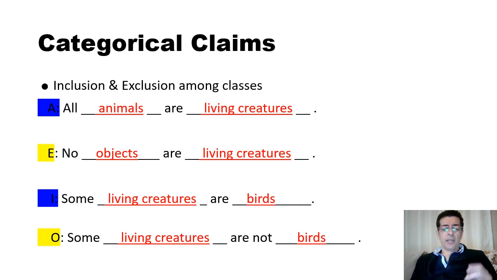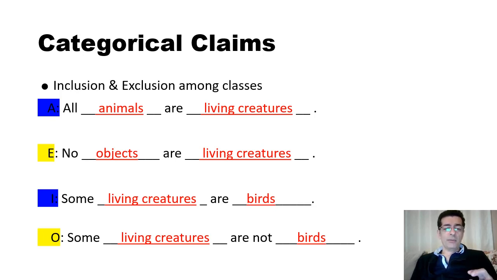Welcome back. Now, as you can see, in each claim, the first blank is the subject term, and the second one is the predicate term. The subject term, let me remind you, is what we are actually talking about, and the predicate is about the subject, right? Now, if you pay attention, I have color-coded these four sentences. Two of them are blue, two of them are yellow. The blue ones are the positive ones, and the yellow ones are the negative ones.